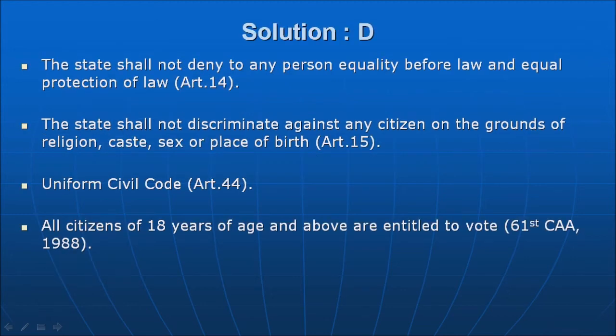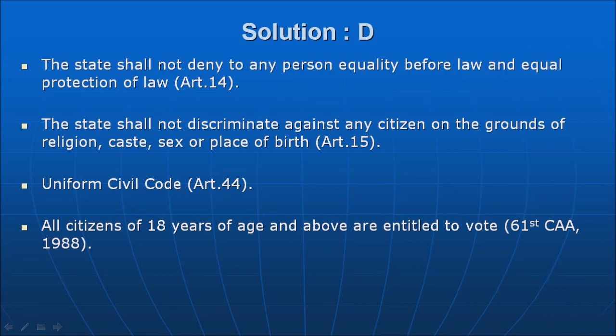The state shall not deny to any person equality before law. This is the fundamental right under Article 14. The state shall also not discriminate against citizens on the grounds of religion, caste, sex or place of birth. This is again a fundamental right under Article 15. Uniform civil code is a directive principle of state policy, that is, a common personal law for every citizen in India, which has not been implemented till now. It is also not justiciable because DPSP, the directive principles of state policy as a whole, are non-justiciable in character. However, it is mentioned in Article 44.